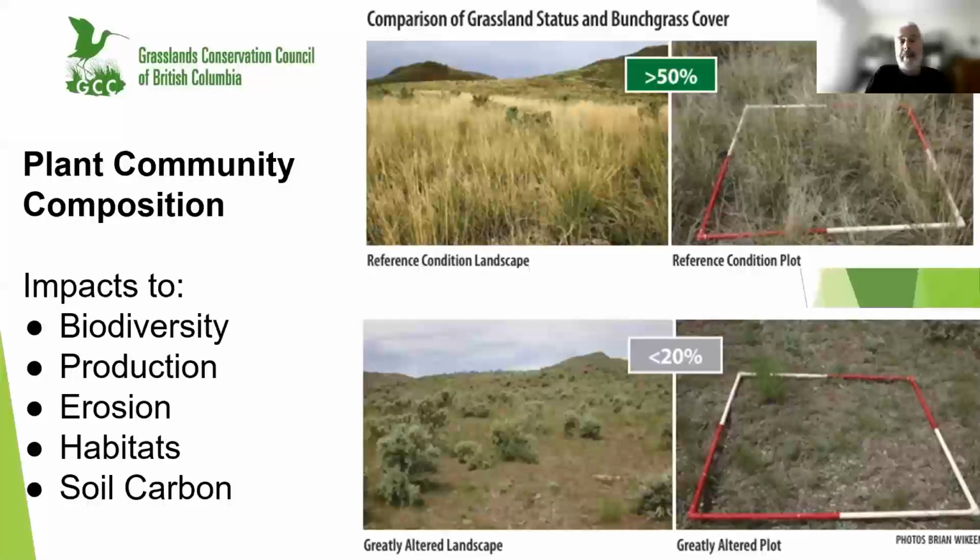And that impacts biodiversity, definitely impacts the production on the site, impacts erosion, impacts the habitats. Do animals use the weedy communities the same way as they would the native communities? And impacts carbon storage too.